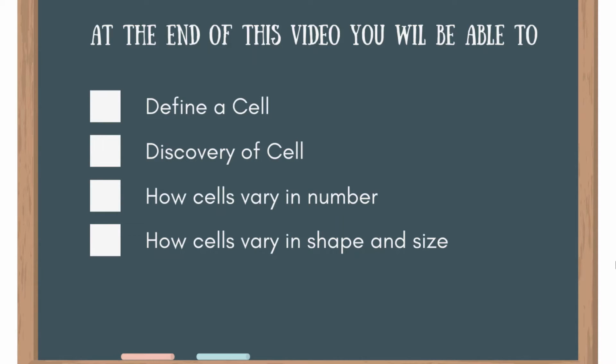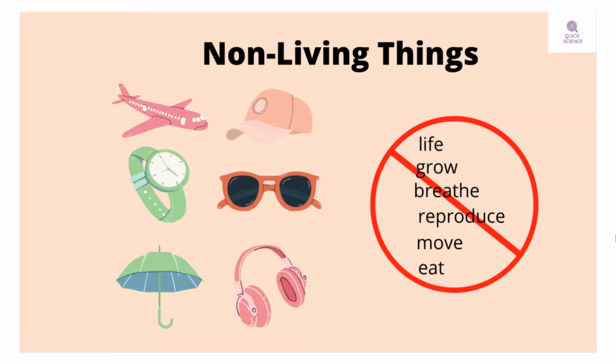So before getting in detail about cells, let's see some basic differences between living things and non-living things. Yes, I understand you all know the differences. But before getting into detail about cells, I want you to just recall about non-living things and living things once. Non-living things don't have life, they cannot grow, they cannot breathe, that means they cannot respire, they cannot reproduce, that means they cannot give birth to young ones, they cannot move by themselves, and they cannot eat.